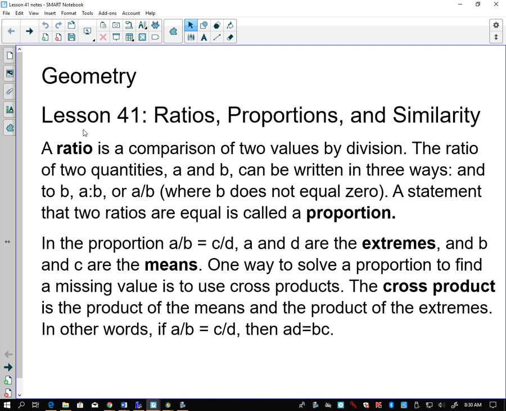Okay, geometry lesson 41: ratios, proportions, similarity. It starts in your book on page 266. We're looking largely at triangle similarity.